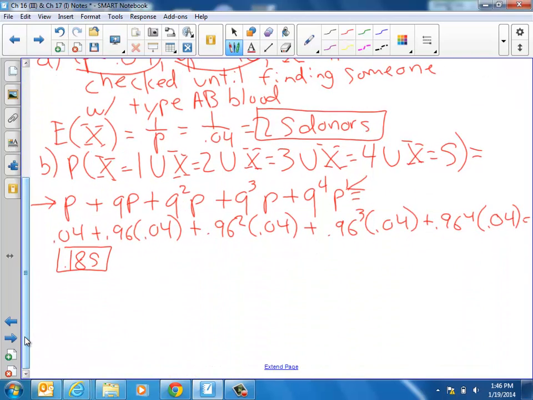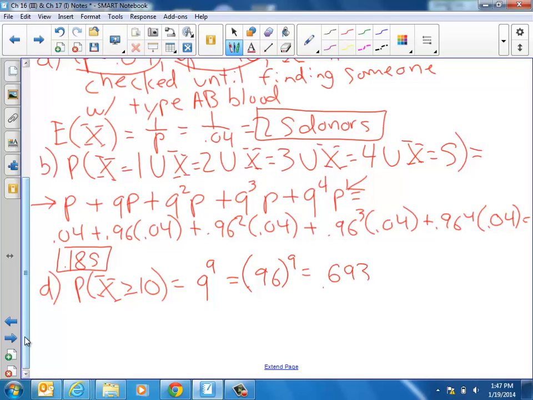So to wind up D and to wind up your notes here, the probability that X is greater than or equal to 10 has to be the same probability that we would fail in finding someone with type AB blood 9 times, which is 0.96 to the 9th, which is 0.693. I'll flex that up.